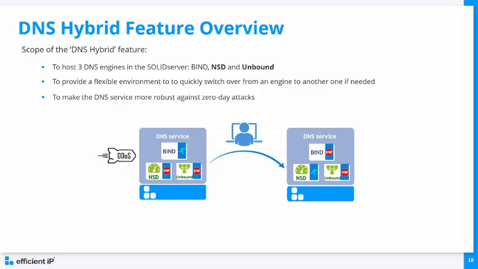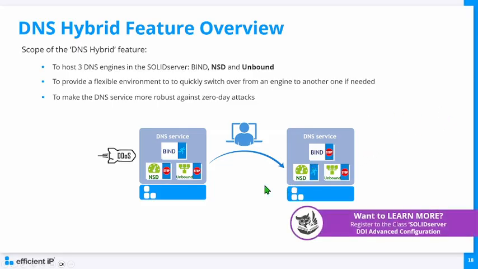This is to ensure the engine is secure and the DNS service continues. Are you clear with that? We are not going to cover this in detail, but basically you have to know Solid Server has 3 DNS engines. By default, only BIND is in use, but you can switch from BIND to another DNS engine, depending on whichever meets your requirement.